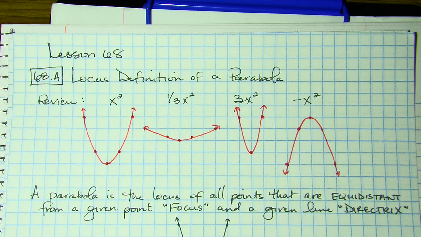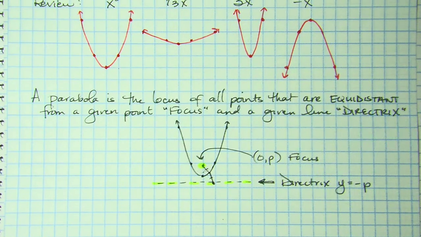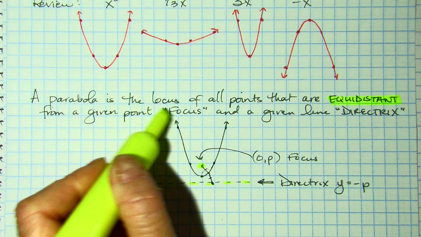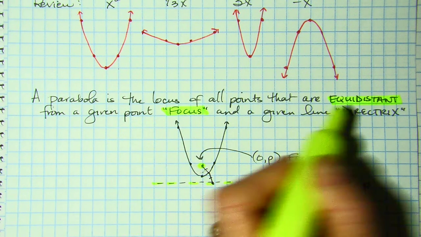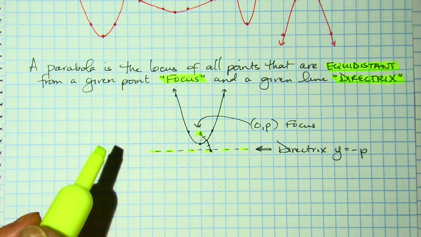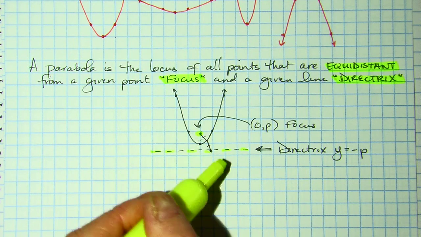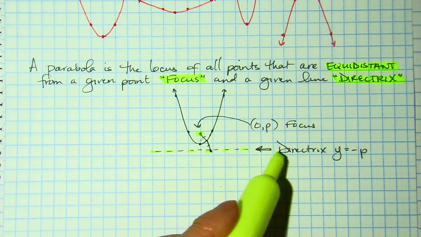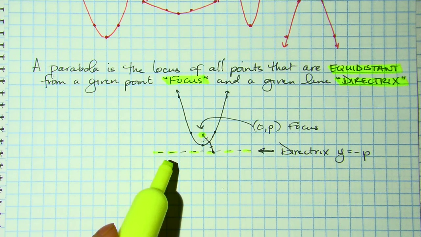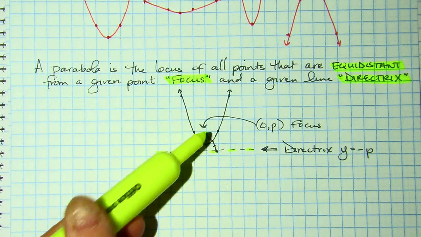So a parabola is the locus of all points that are equidistant from a given point called the focus and a given line called the directrix. And I've drawn a picture here with both a focus and a directrix. A directrix is this invisible line underneath or above. It's on the outside of the parabola. And your focus is a point on the inside.